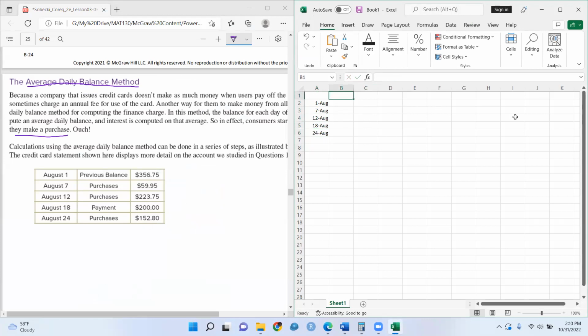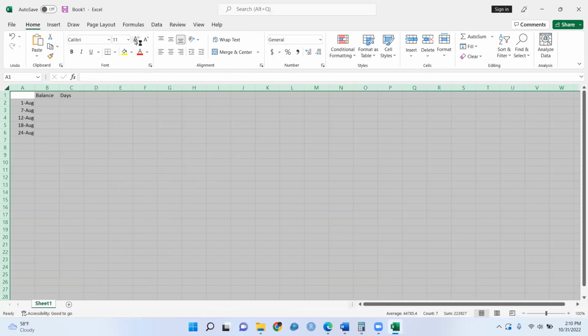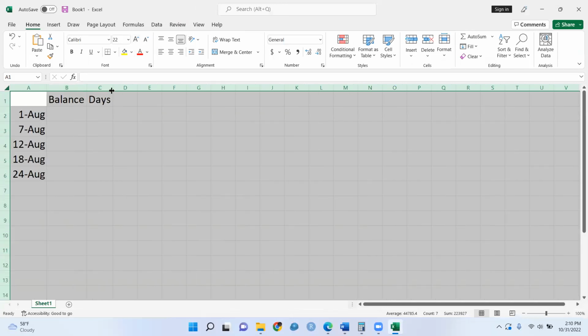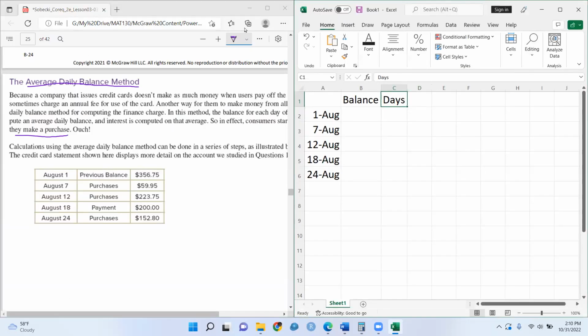We're going to need to know the current balance, and then later we're going to need to know days. So we'll add to this in a little bit. Let me make this font size bigger so we all can see what's going on. There we go. Okay. So first off, the previous balance beginning on August 1st is $356.75.